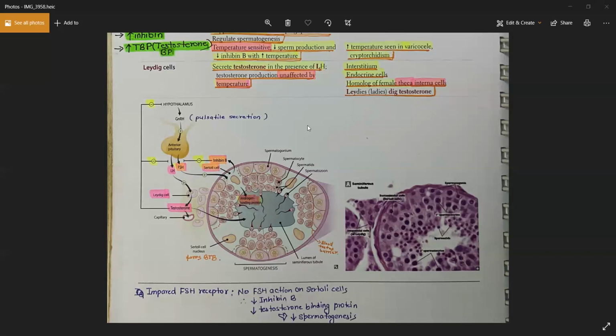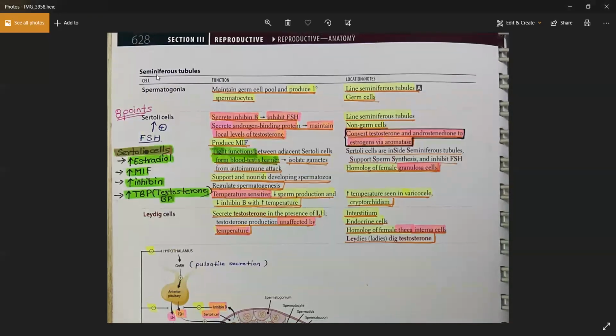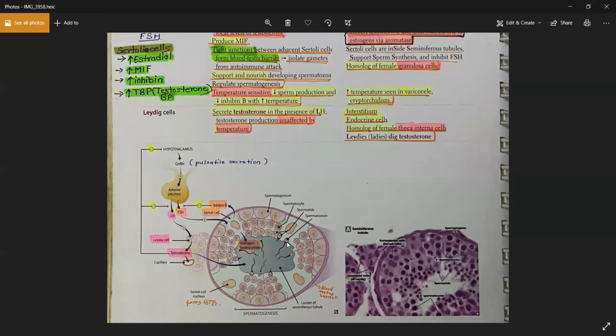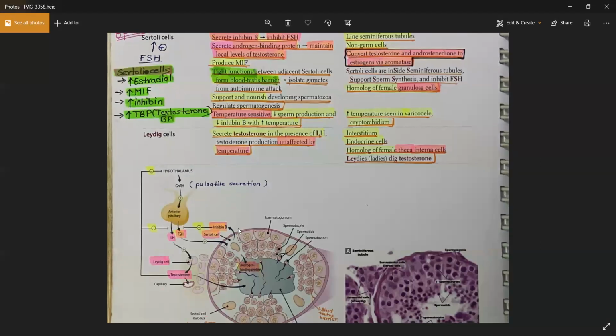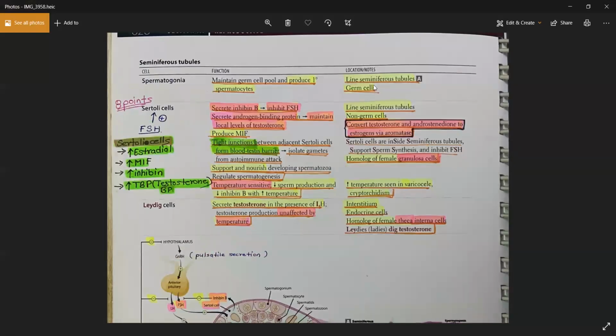So let's discuss all these cells one by one. First, you have the spermatogonia, and these are the germ cells. They will divide, and when they divide, they will mature, and then they will produce the primary spermatocyte. The primary spermatocyte will become the secondary spermatocyte. Then they will mature to form the spermatids, and finally the sperms, right? And in the seminiferous tubules, very important, as you can see, they are all present in the periphery, the most peripheral cells, right? So they line the seminiferous tubules, and they are the germ cells.